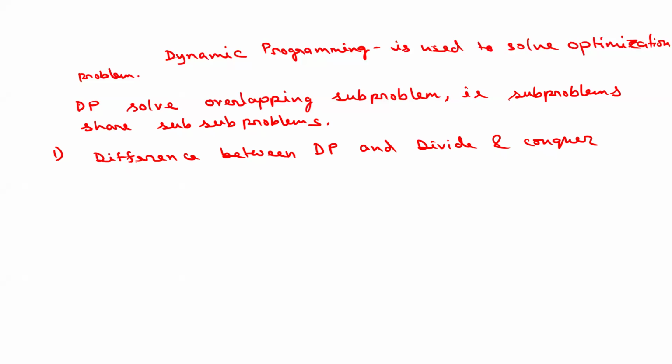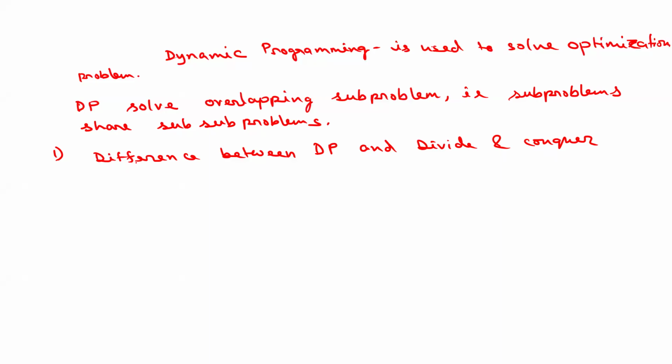Whereas dynamic programming applies when the subproblems overlap. That means in case of overlapping subproblems, we apply dynamic programming. What do we mean by overlapping subproblems? Where the subproblems share subproblems.